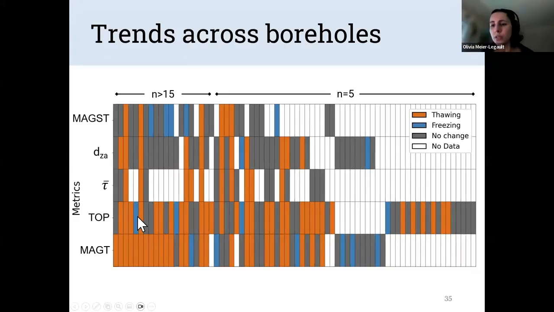Yeah, sorry, I didn't really focus too much on the trends. That is definitely an interesting thing, and I think something that people would want to know. So if you look at the top, you can think of it right now as similar to the active layer thickness. And if you look at this top panel here, in orange is where you are seeing this deepening of the active layer. Across a lot of sites, you are seeing this lowering of the top of permafrost, or the deepening of the active layer.